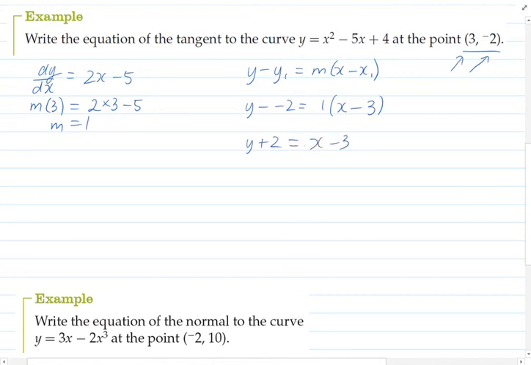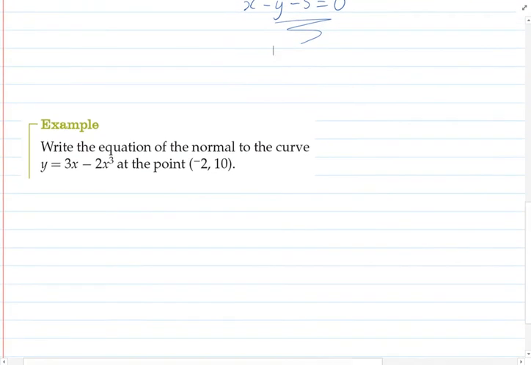And you'll probably find in the answers they make one of the sides equal to 0. So they put everything onto one side. So I'm going to subtract y and 2 from both sides. And that will give us x minus y minus 5 equals 0, and that's our equation. If you want to have it y equals, that's fine. It really doesn't matter what form you have, so long as it's equivalent to the correct answer.